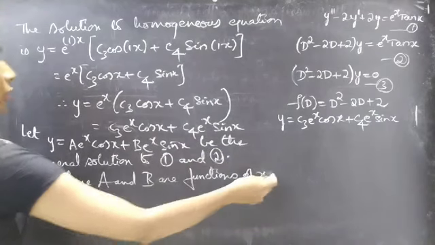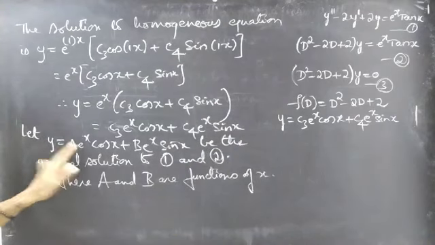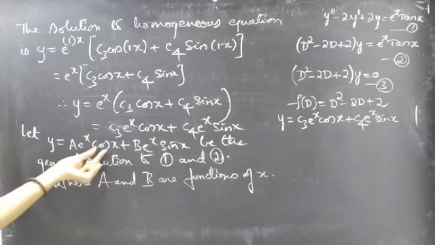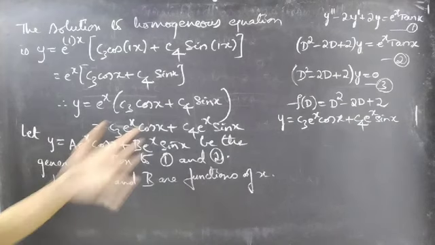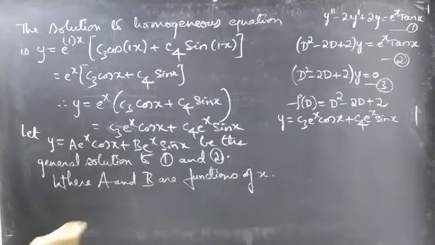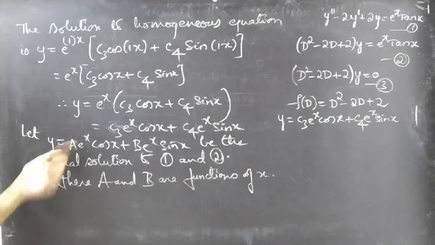Okay, we are saying that y equal to a e power x cos x plus b e power x sin x is a general solution to 1 and 2, which means that it is a solution to 1 and 2, right? So it satisfies equation 1. So we need to find y dash and y double dash and substitute y dash, y double dash in equation 1. Let's find y dash and y double dash using this y.